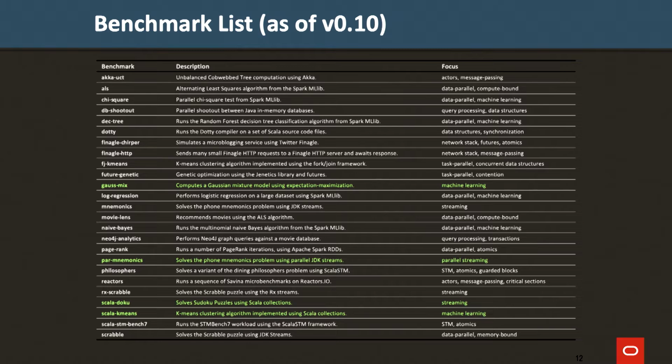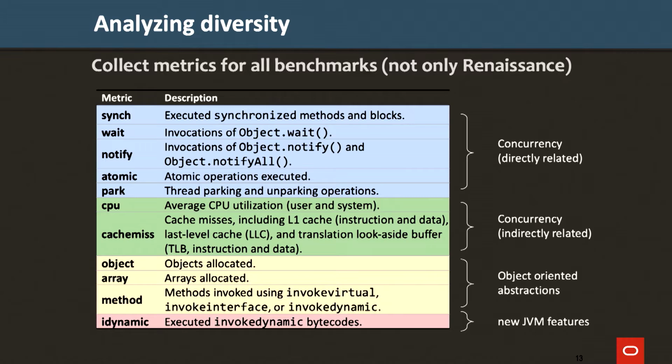So to justify that list, we collected a bunch of metrics to assess the quality of those benchmarks. So here is a list of 11 metrics that we found interesting to model what the benchmarks were doing, and there are directly related concurrency metrics like the number of synchronized blocks that are executed, the number of wait and notify that are directly related to concurrency, the number of atomic operations, the number of thread parking, etc.